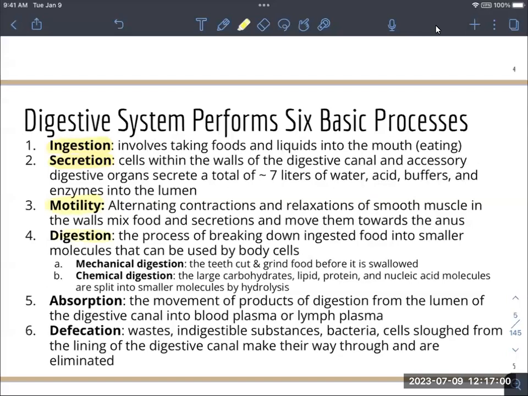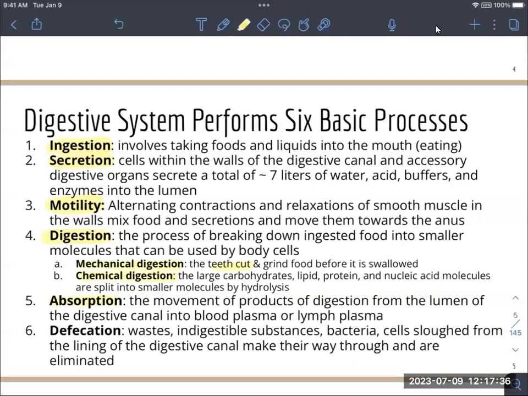And then digestion. We break things down until they are small enough to be absorbed, which is number 5. So we have mechanical digestion. That's where our teeth work. And then we have chemical digestion. This is where different enzymes or different particles are going to work to help break food down to even smaller and smaller molecules.